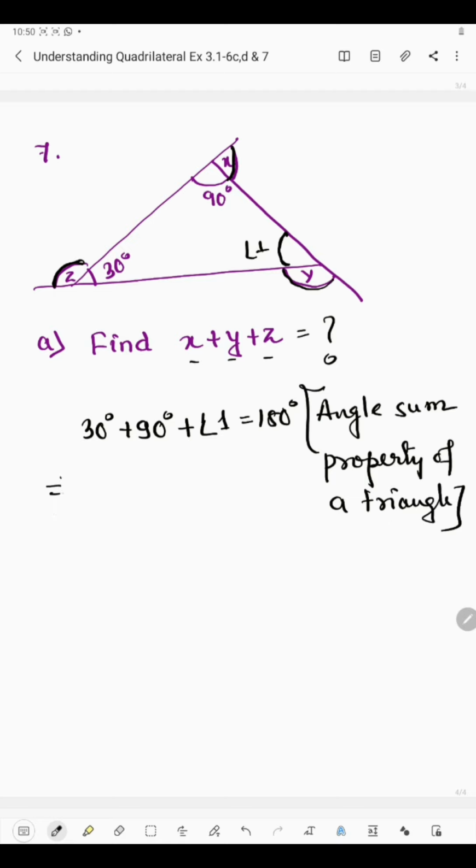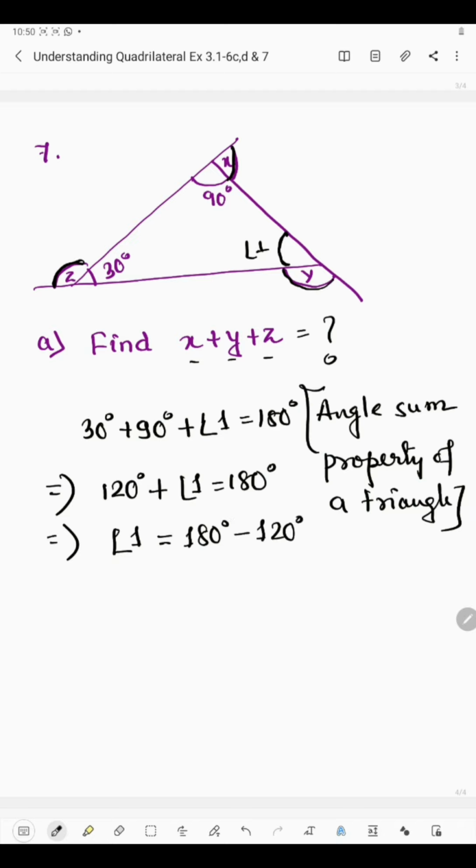Okay, so 90 plus 30 is 120 degrees, plus angle 1 is equal to 180 degrees. Now angle 1 should be alone, so 180 degrees is on the right-hand side. We'll take 120 degrees to the right-hand side, so it will be minus 120 degrees. So what will be the value of angle 1? It's 0 minus 0 is 0, 8 minus 2 is 6. Okay, so angle 1 is 60 degrees.